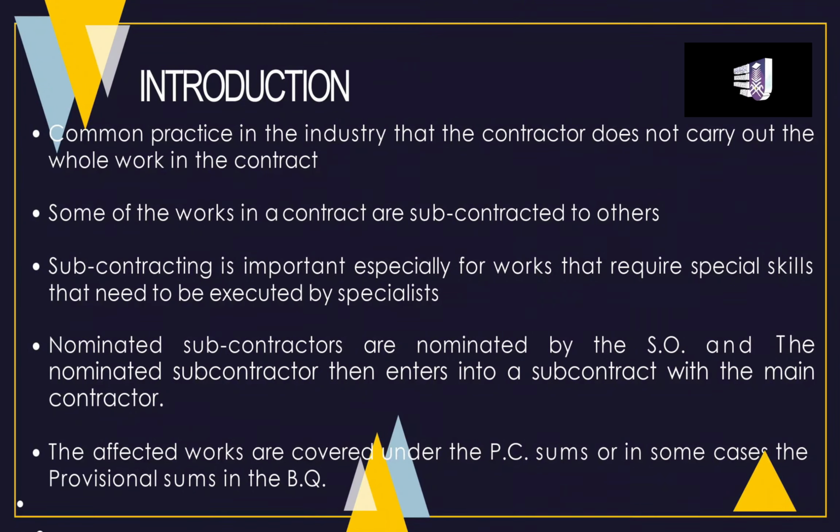Nominated subcontractors are nominated by the SO, and the nominated subcontractor then enters into a subcontract with the main contractor. Basically, despite being appointed by the SO, which is the employer's or client's representative, the NSC will not have any contractual relationship with the employer. These affected works are covered under PC sums, or in some cases, the provisional sums in the bills of quantities.